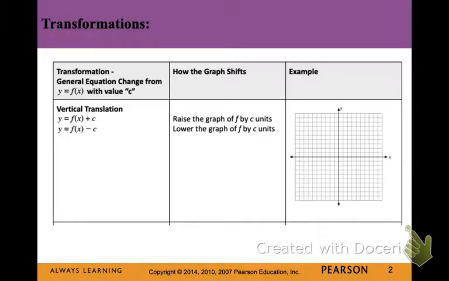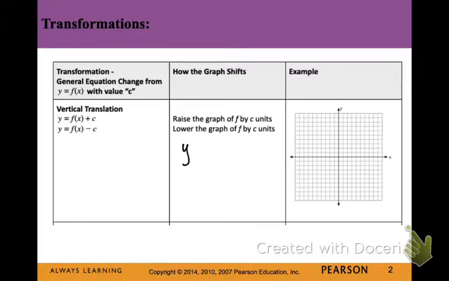So it's y equals some function. It could be absolute value, it could be a quadratic, and then you're just going to add or subtract a value at the end of that function. And then how the graph will shift is that if you add a value, it will raise the graph by that many units, and if you subtract, it will lower the graph.